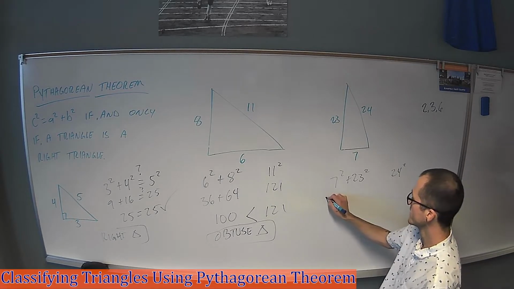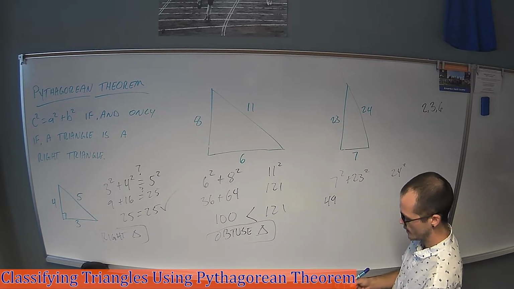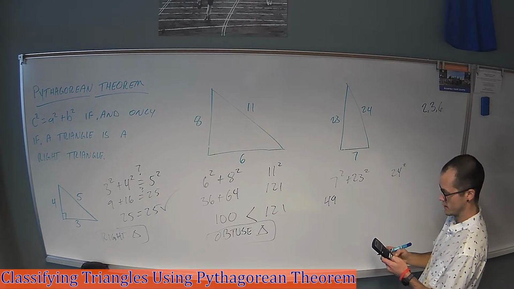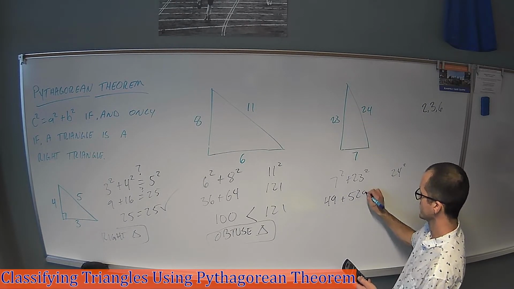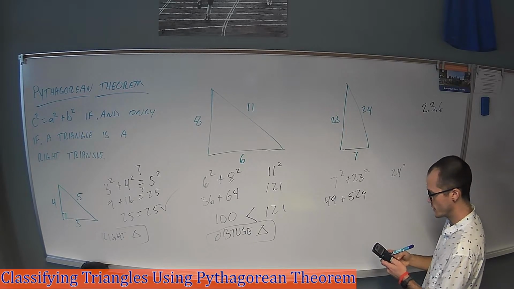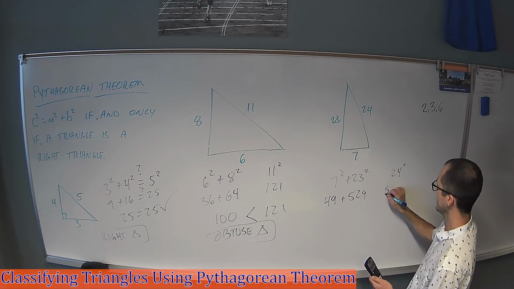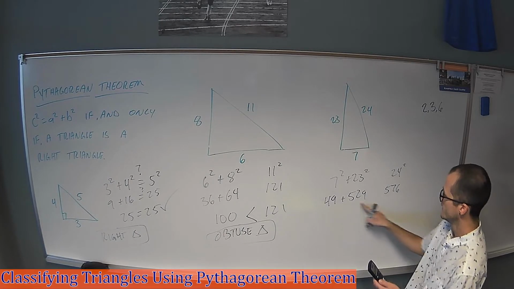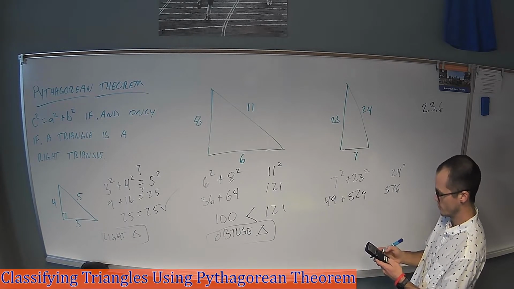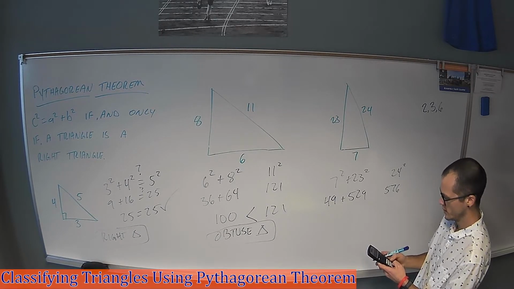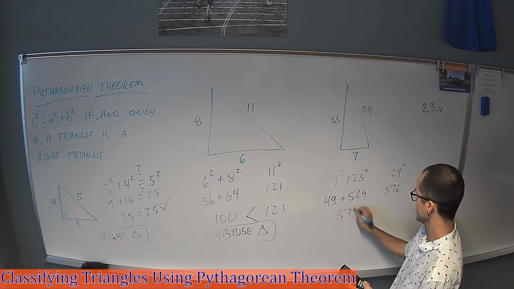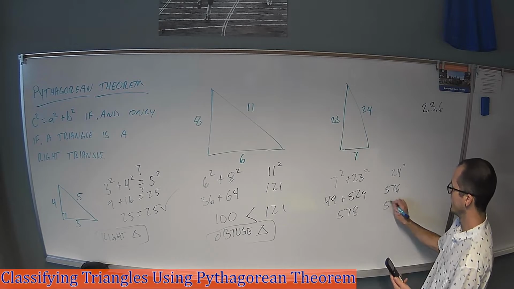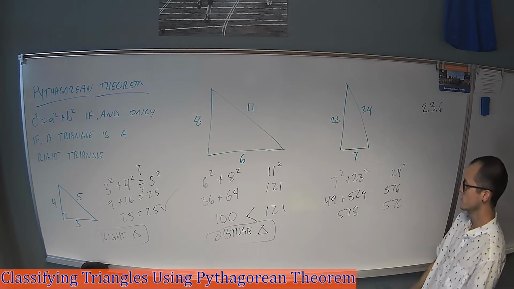I know that 7 times 7 is 49. I don't know what 23 times 23 is. My calculator says it's 529. 24 squared is 576. So now I'm going to add these two numbers together, 49 plus 529, and I get 578. Well, on this side, 576 is still the case.